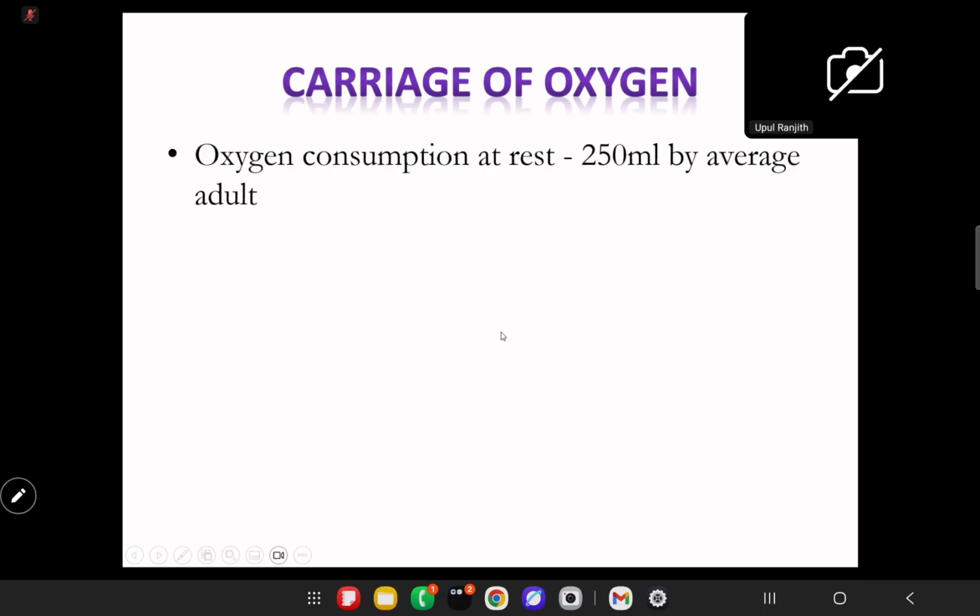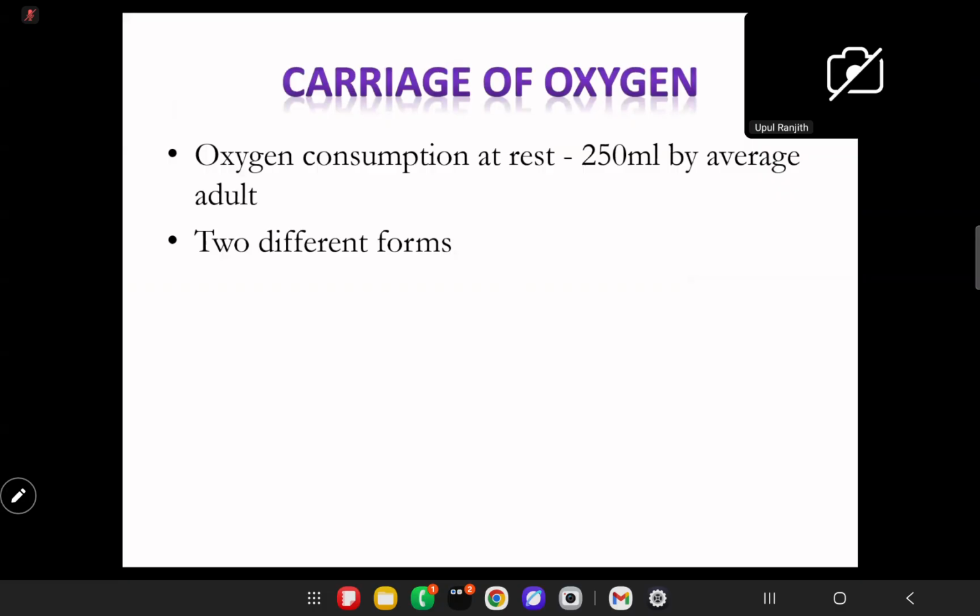Right. Now, carriage of oxygen. An average adult, that is a 70 kilogram person, needs 250 ml of oxygen per minute at rest. That is at rest, but during exercise and various other situations, you need a much higher amount of oxygen. But this is at rest.